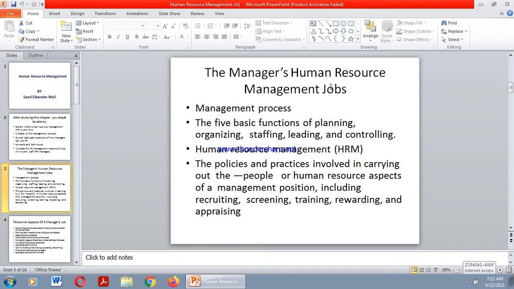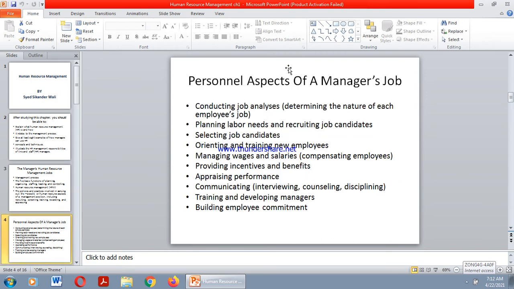The manager's human resource job management process, we have gone through it, and now we come to the fourth: personnel aspects of a manager's job. Conducting job analysis. How you will analyze a job within the organization, what the nature of the job is and what will be required from the employee, and for that you will conduct a job analysis.